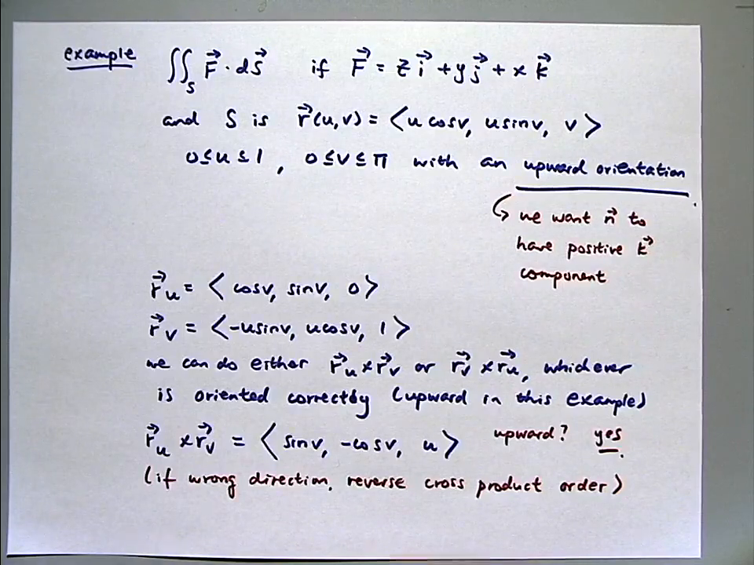Now, if you flip the direction, flip the order of the cross product, then you just basically change the sign of everything. So you're just crossing in any order you want, and then if it's the right one, you proceed. If not, you flip it. Okay? Now we've got what we need. We can do our surface integral.